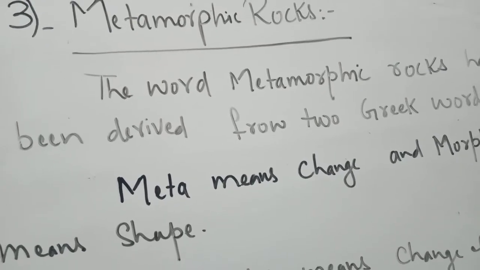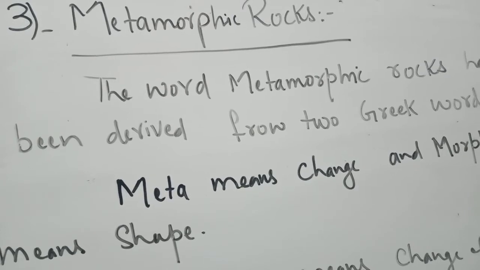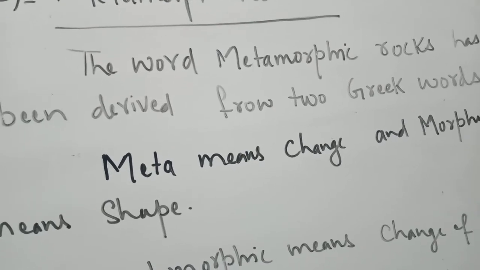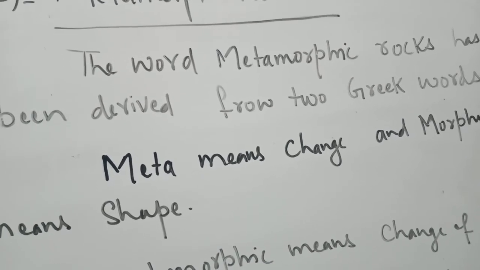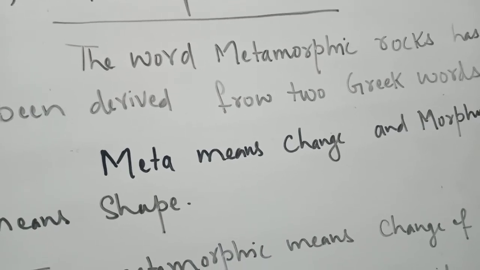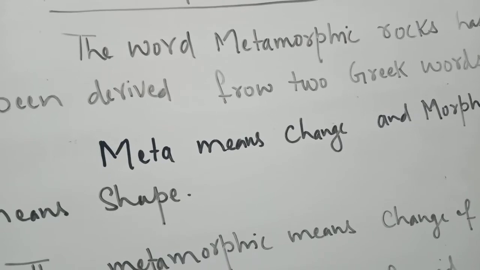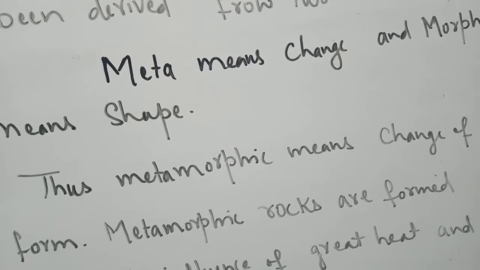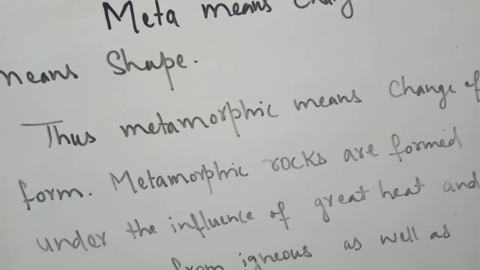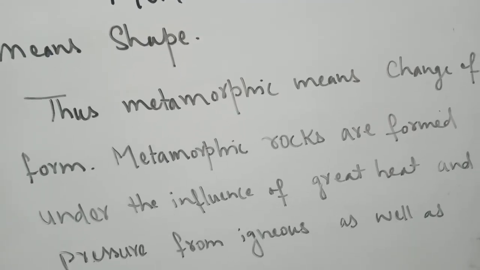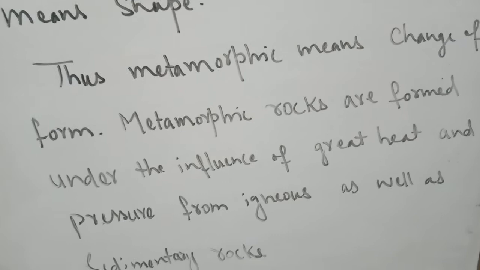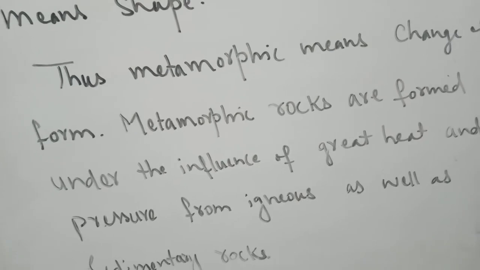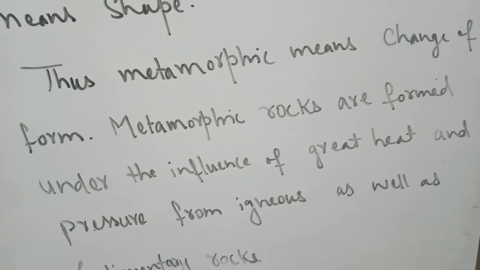And the tertiary type of rock, the third category, is called metamorphic rock, because these are rocks based upon igneous and sedimentary rocks. Whenever igneous or sedimentary rocks, for some reason, are changed by heat or by pressure, because the change in a metamorphic rock basically occurs under the influence of great heat and pressure. So whenever igneous and sedimentary rocks go through extra heating and pressure, the third category of rock is formed, which is named metamorphic rock.